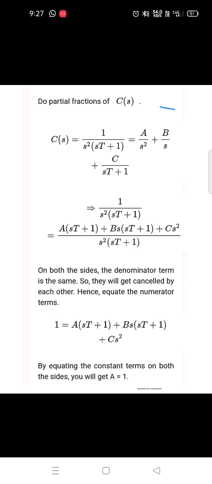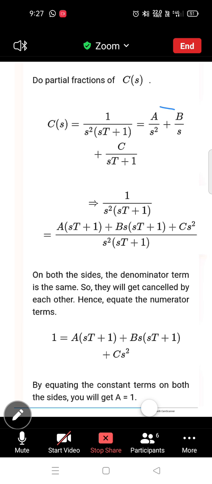And by taking partial fractions on both sides, the denominator term is the same, so they will get cancelled out, and by equating the numerator terms, first we will simplify, and equate the constant terms on both sides. So by equating the constant term, A will be 1.